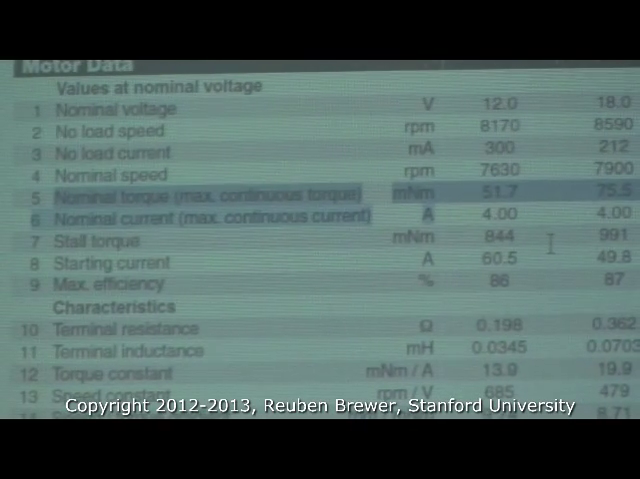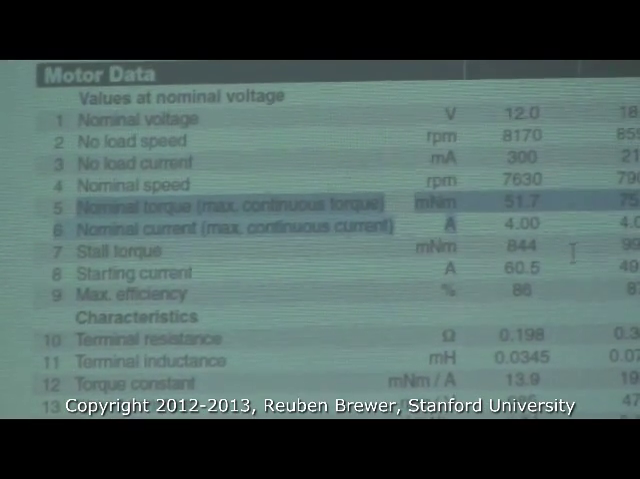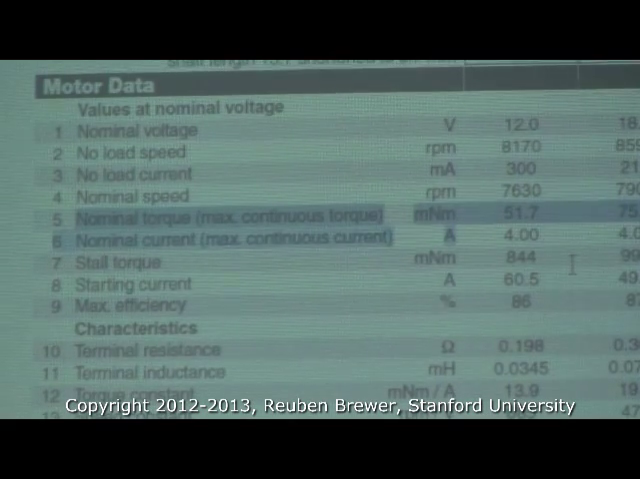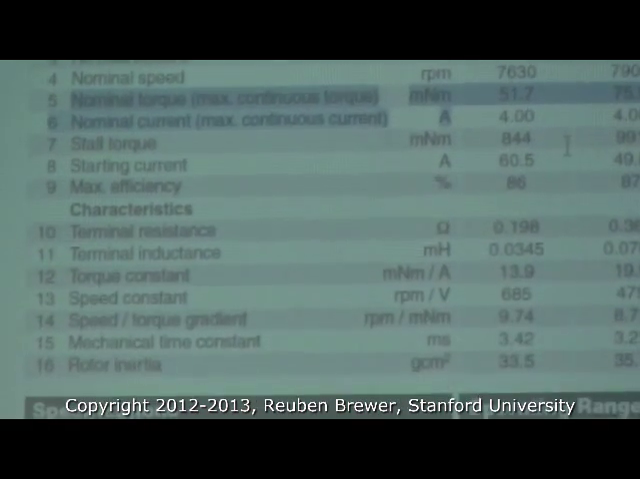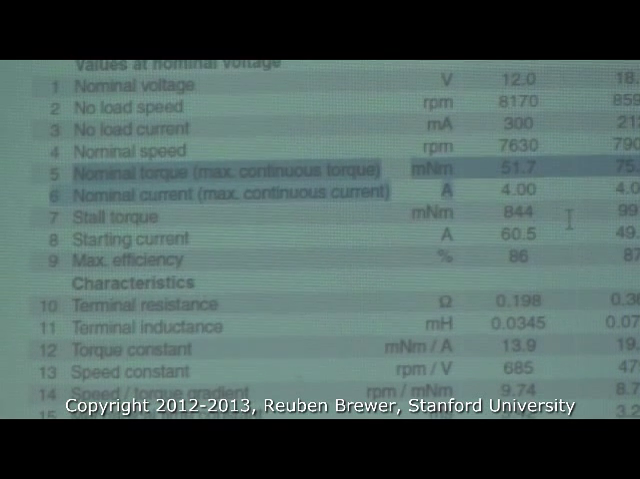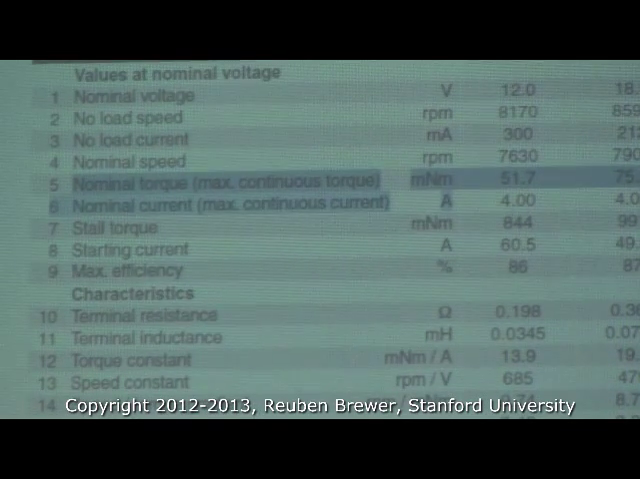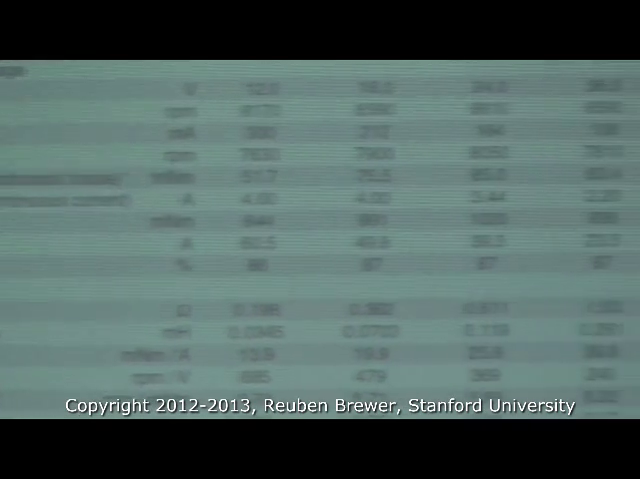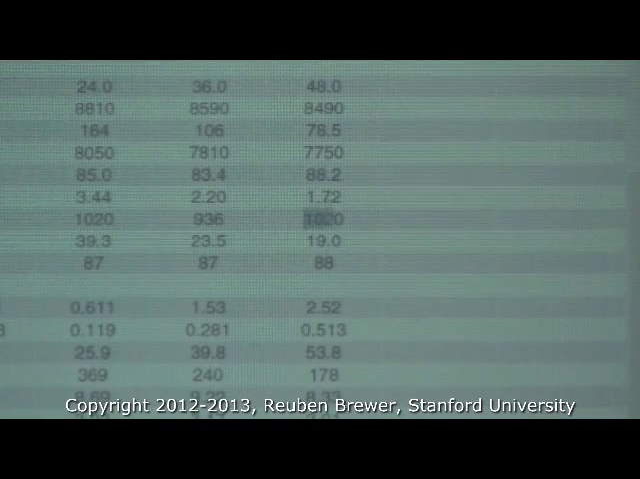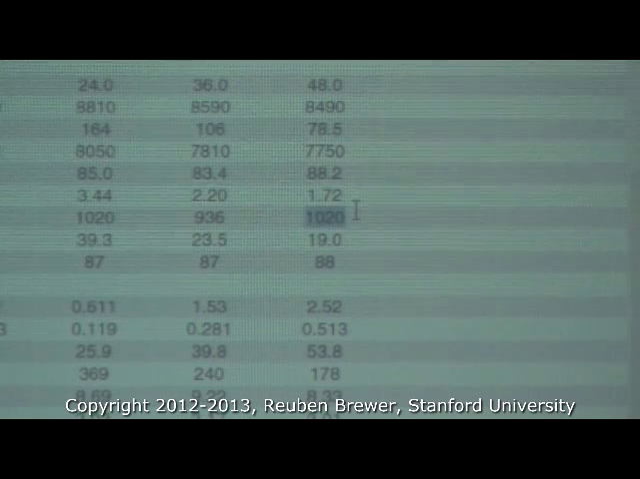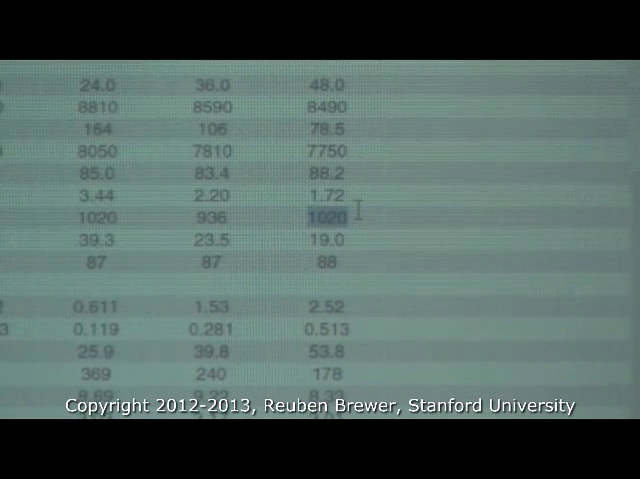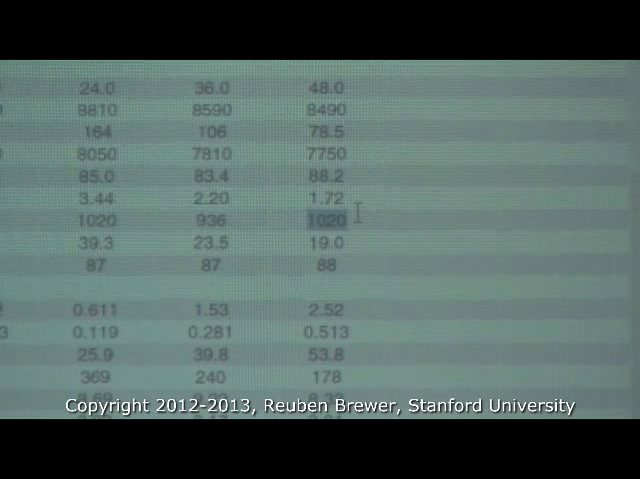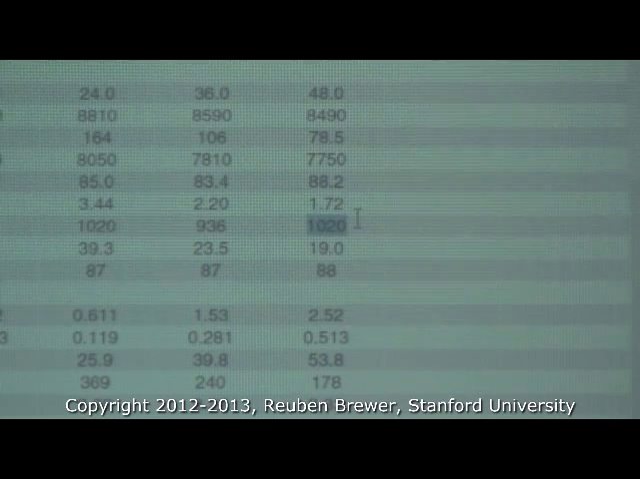Max continuous torque, max continuous current. Anybody know what that is? And then look below it, you see stall torque and starting current. Here the max continuous torque is 88.2 millinewton meters, and then the stall torque is 1.02 newton meters. So the stall torque is over 10 times as much as the continuous torque.